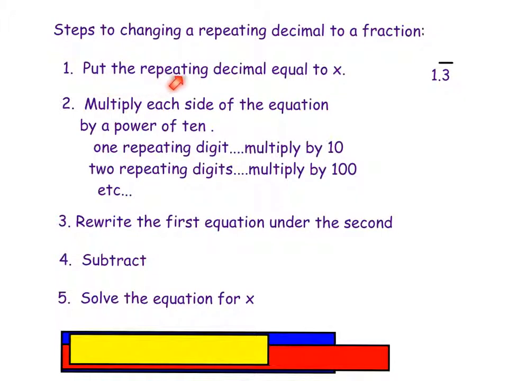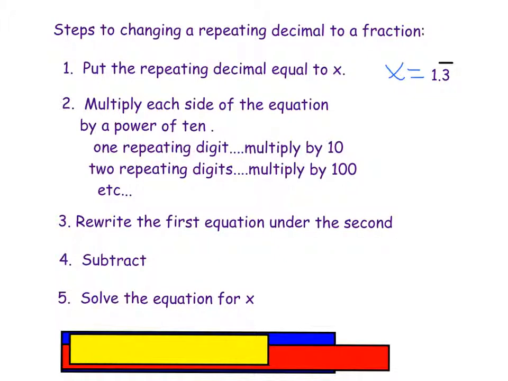All right, the first thing it says to do is put the repeating decimal equal to x. So we are going to take the repeating decimal and just put it equal to x. Step 2 is multiply each side of the equation by a power of 10. If there's one repeating digit, you multiply by 10. If there's 2, by 100. If there's 3, by 1,000. If there's 4, by 10,000. So you're going to have the same number of zeros as the repeating digits.